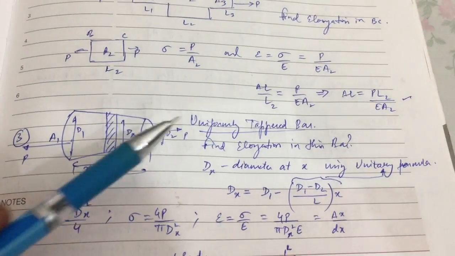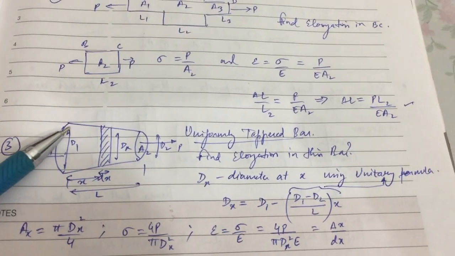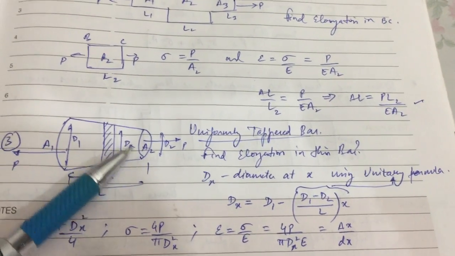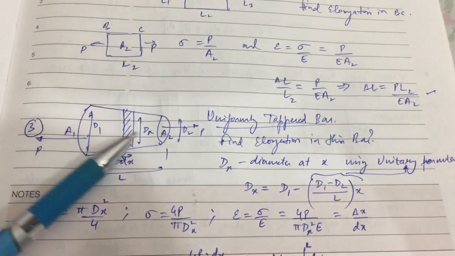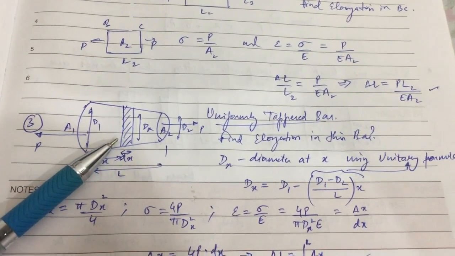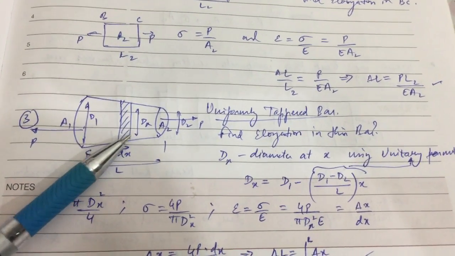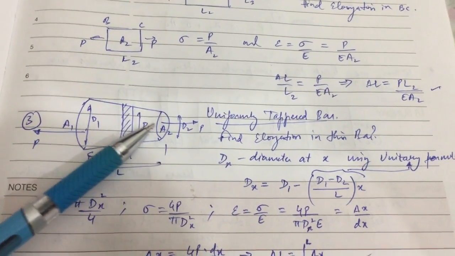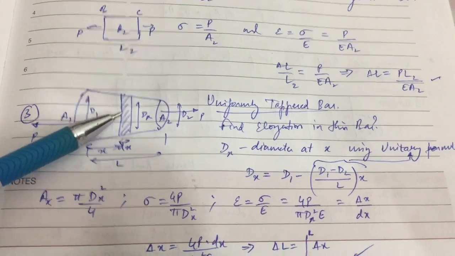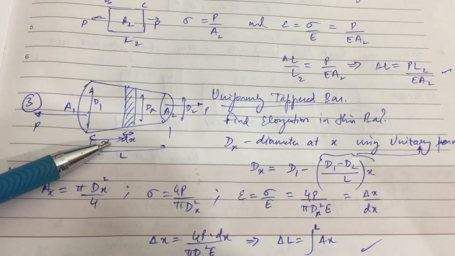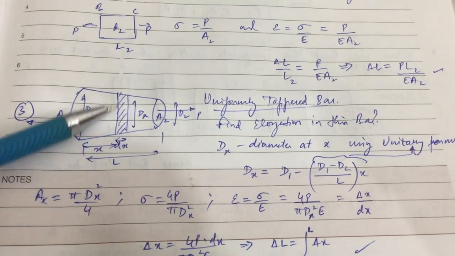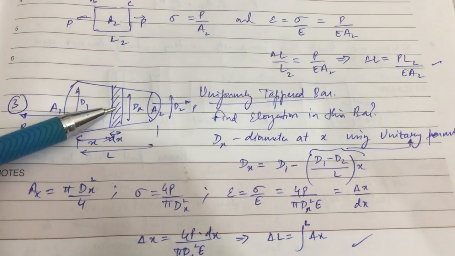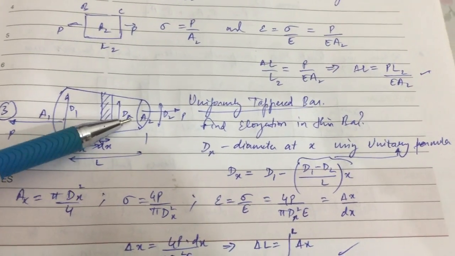But the third one is the uniformly tapered bar. That means the area varies uniformly along the length, and we need to find the elongation of this bar. But what to do? To find the elongation, we need to know what is happening, because the stress is changing uniformly throughout this area. So we need to find the diameter at a particular given distance. For example, at a distance x, what is the diameter here? If we know the diameter, we can find the stress at this particular point, then we can integrate this to find the elongation.